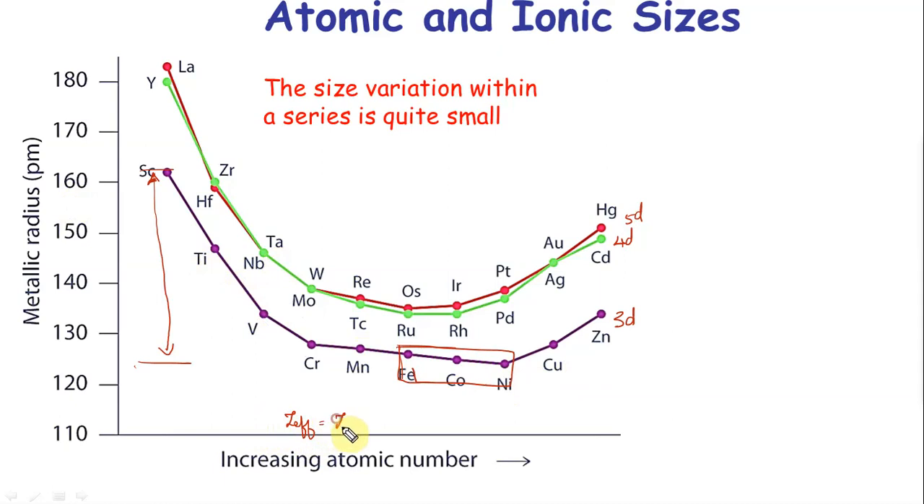Z effective is nothing but Z minus sigma. Z stands for the atomic number. Atomic number keeps increasing, so Z, the attractive force, keeps increasing. From Slater's rule, every electron that enters the d orbital gets a value of 1, so it increases as you increase the atomic number. Sigma is the shielding.